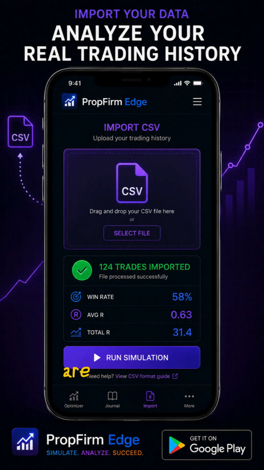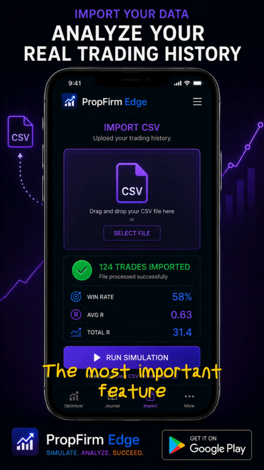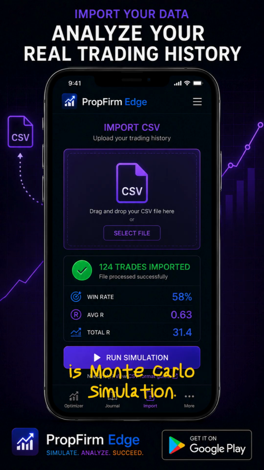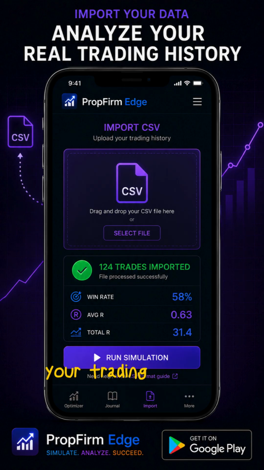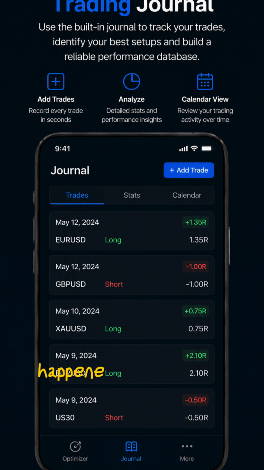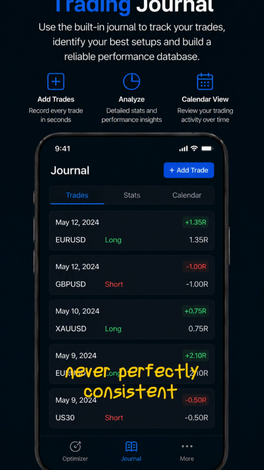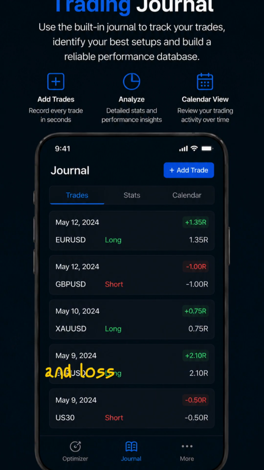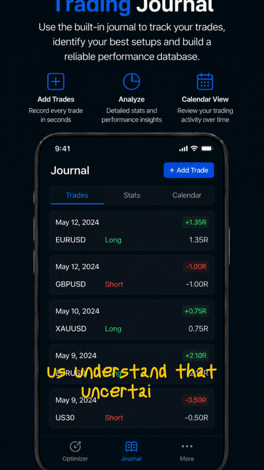But statistics alone are not enough. The most important feature is Monte Carlo simulation. Monte Carlo simulation takes your trading results and creates thousands of alternative futures. Instead of asking what happened in the past, it asks what could happen in the future. This is extremely important because trading results are never perfectly consistent. The order of wins and losses matters. A strategy that looks excellent over 20 trades may experience a completely different outcome over the next 100 trades. Monte Carlo simulation helps us understand that uncertainty.